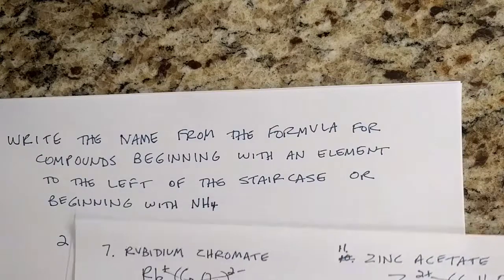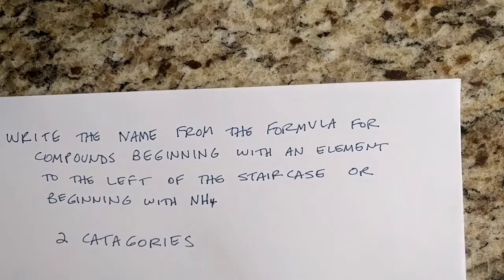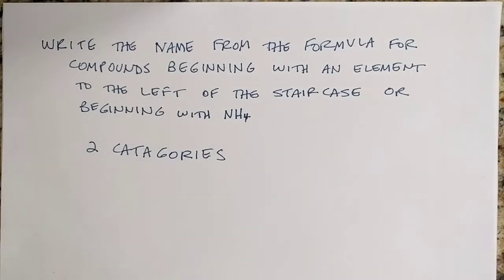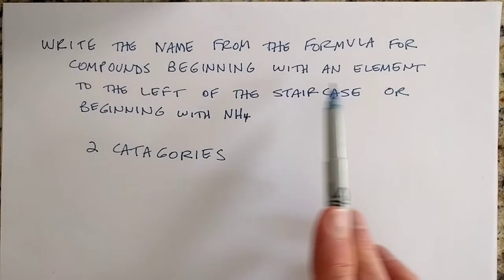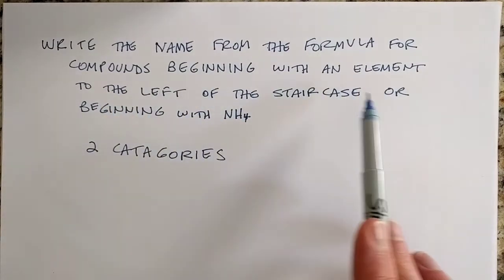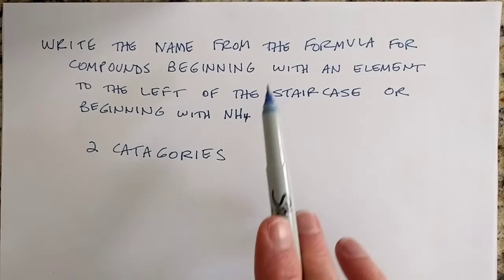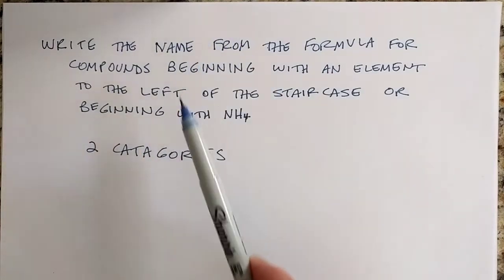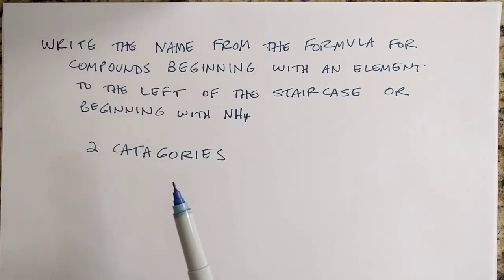All right, so now we are going to move on to the object of today's lesson. We want to be able to write the name of the compound from the formula. But this is for when we have compounds beginning with an element to the left of the staircase or beginning with NH4. So these are mainly ionic compounds. And we are going to split these compounds into 2 categories so that we can write the proper name. So we'll go over that right now.